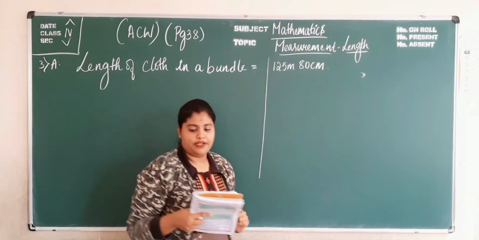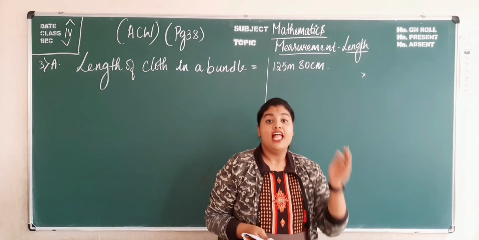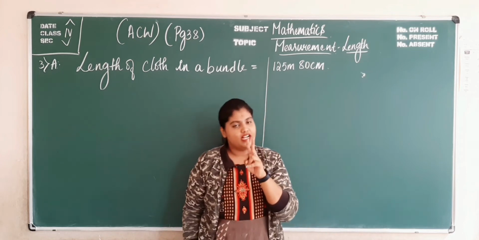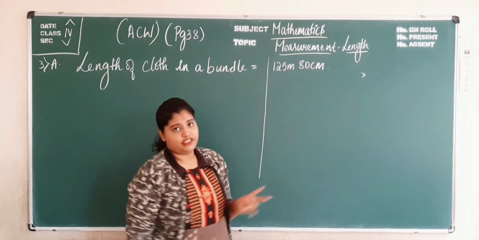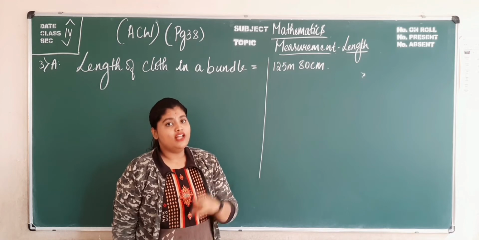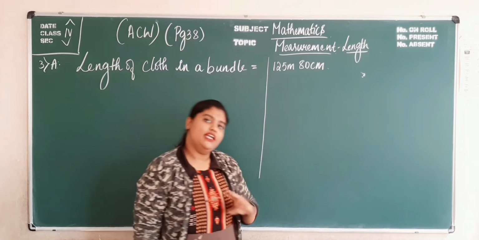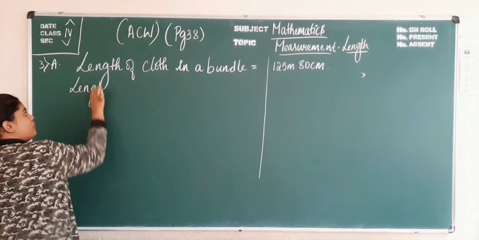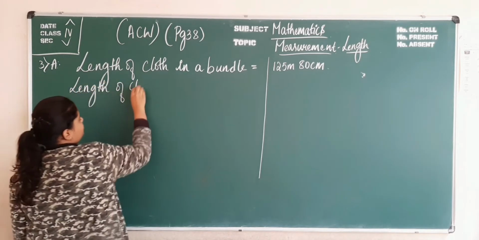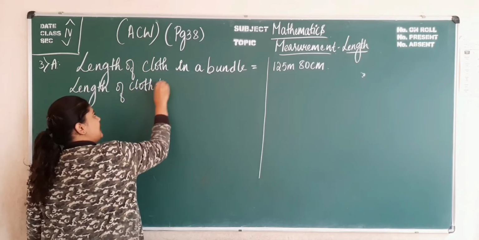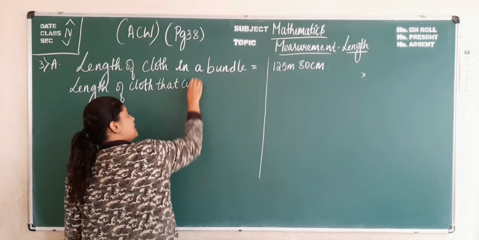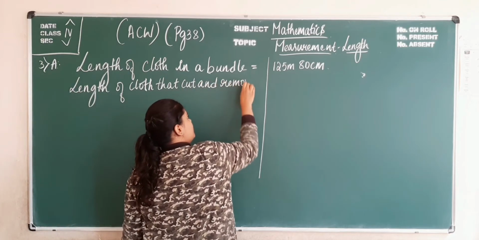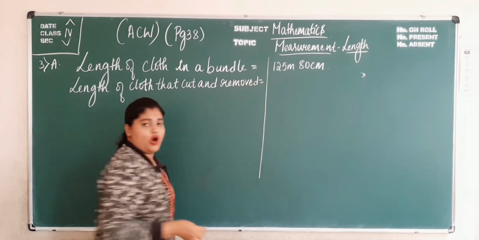What is the next statement? Yes, length of cloth cut and removed. So what are they doing? They are cutting a piece of cloth from this cloth bundle. So the length of cloth which is cut and removed. Write down the next statement: length of cloth that is cut and removed is equal to how much?